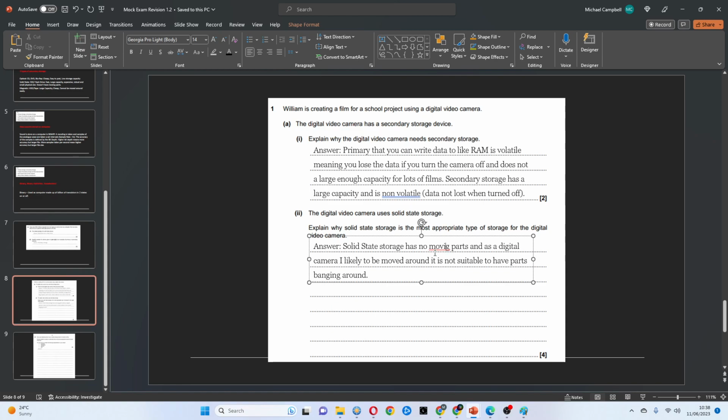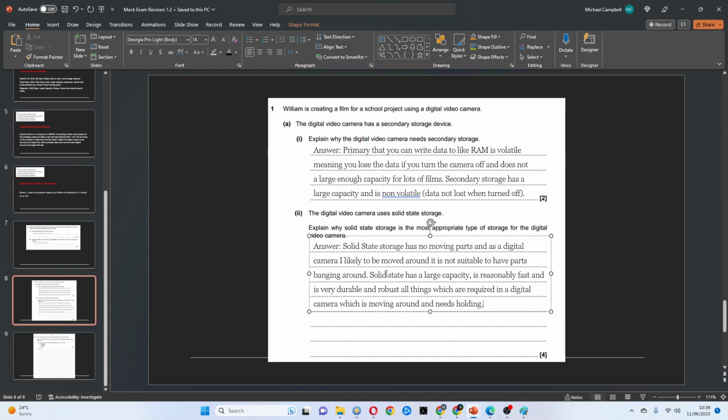Now, the problem is people then forget the other bit. It's 4 marks here. So I've got about 4 marks. That's 1 mark. Solid state has a large capacity. Mark number 2 is reasonably fast. Number 3, and is very durable and robust. All things which are required in a digital camera which is moving around and needs holding.